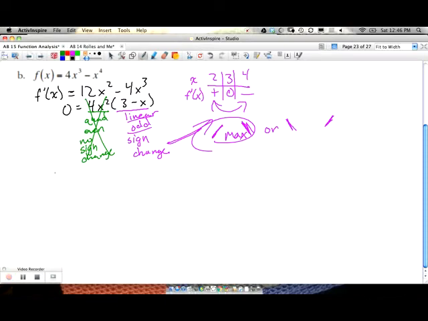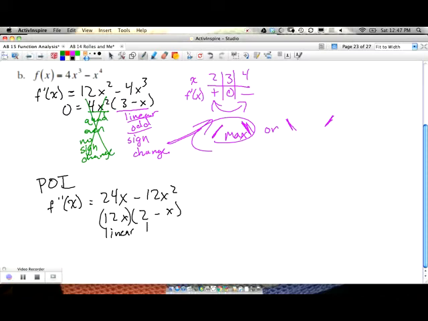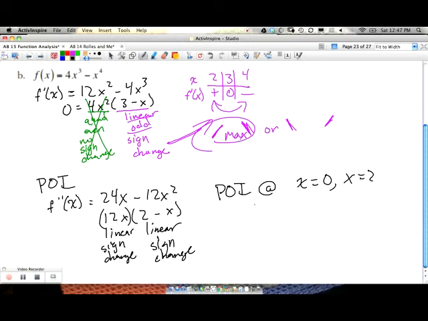And then even cooler, check this out. For the points of inflection, when I find f double prime of x, we know that's going to be 24x minus, what was this, 12x squared. And then when we factored out, we pulled out the 12x, and we had 2 minus x. Look at both of these. This is linear, and this is linear. So what does that mean? It has a sign change. I don't even have to analyze anything. I could just say there's points of inflection at x equals 0 and x equals 2 because f double prime of x has a sign change.